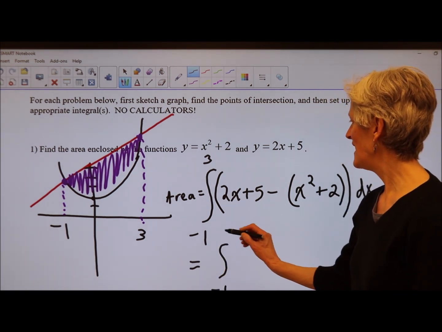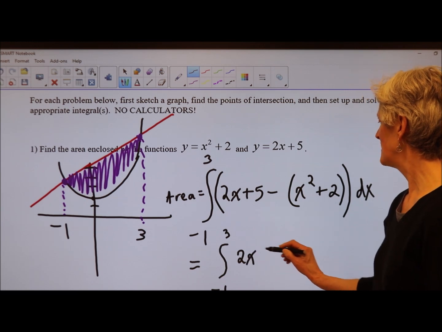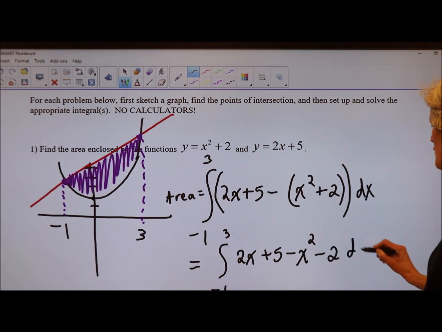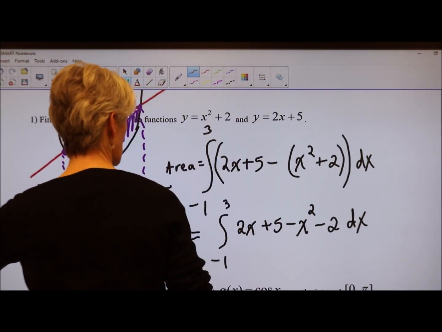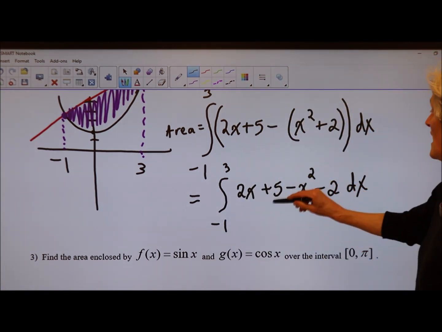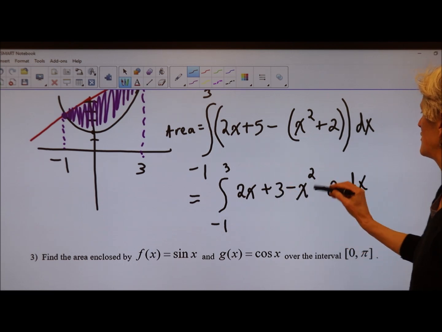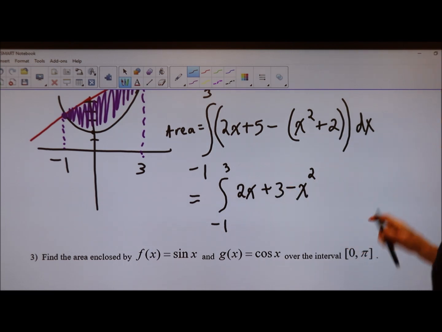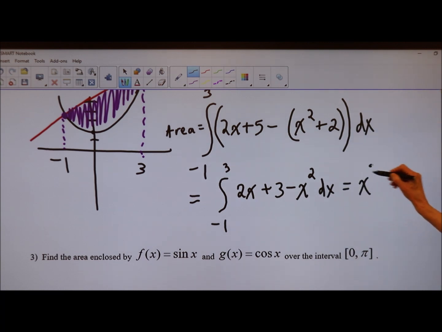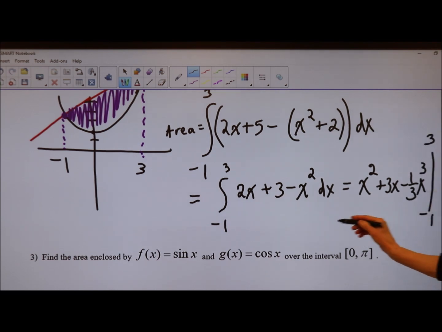And again, if you have a calculator, you don't have to do this by hand, but we're going to do it by hand because it's more fun. So let's see, oh my gosh, I'm running out of room. So this is going to be 2x plus 3, with respect to x. That's going to give me x squared, the antiderivative of 2x, plus 3x minus 1/3 x to the third, evaluated from -1 to 3.